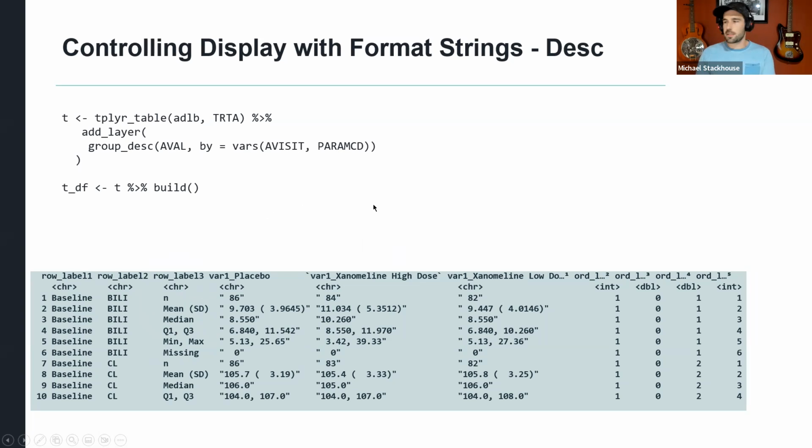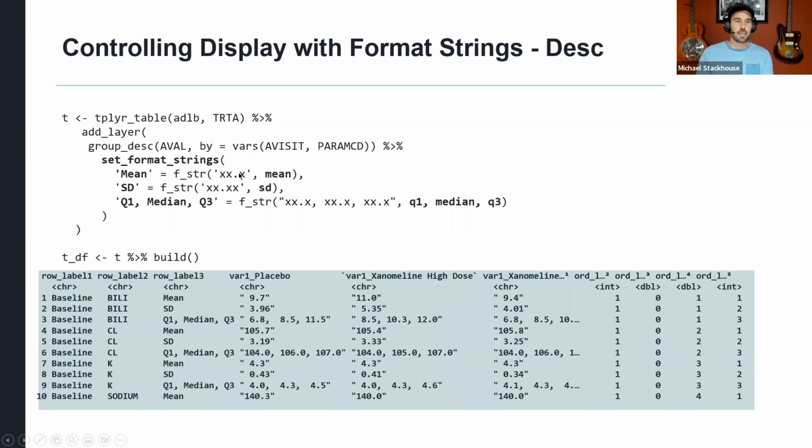The way that descriptive statistics works with set format strings, to try to keep a relatively consistent interface, is that you provide named arguments in set format strings, which you can provide in quotes, and then the F string configuration for how you want that row label to present. This explicitly allows you to say, this is how I want my descriptive statistics grouped and presented on the table itself.